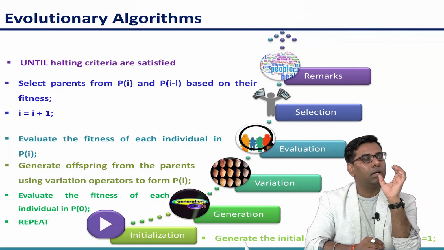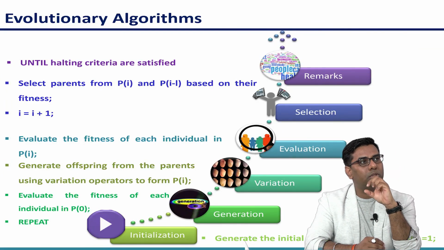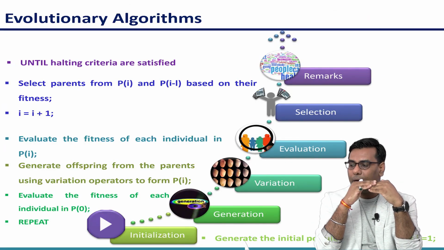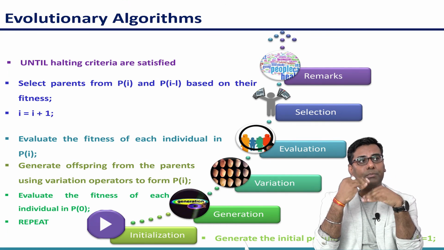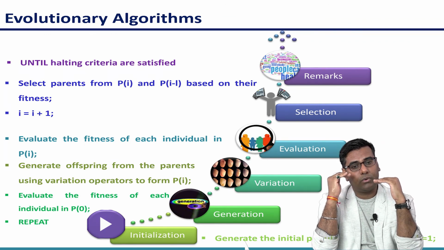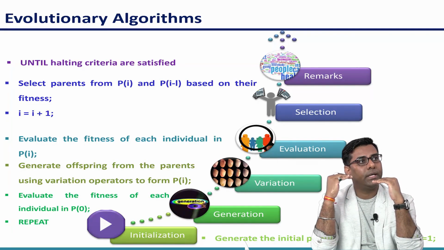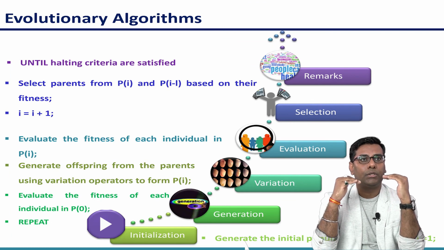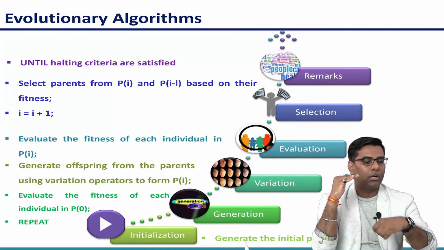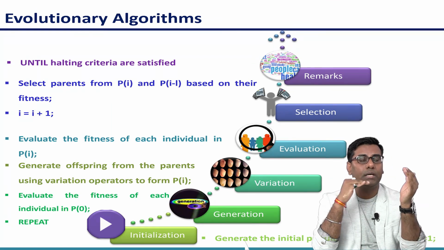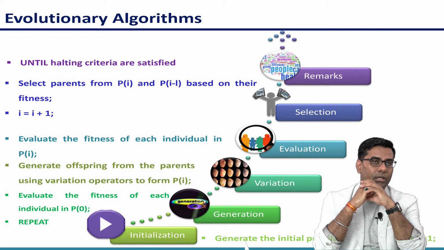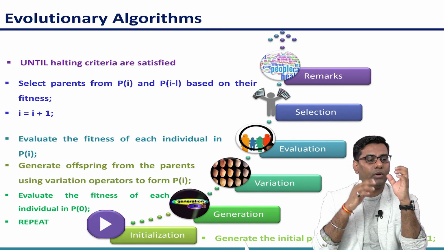Halting criteria are the conditions or rules we put in the system. According to those halting rules, they repeat this process until the criteria are satisfied. For example, we fix that when we get a value of 80%, it is done. So it makes those values according to this evaluation until the halting criteria are satisfied. So this is all about evolutionary algorithms.